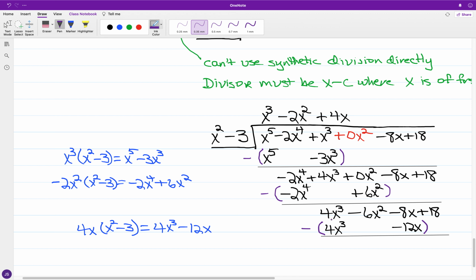Applying subtraction, 4x cubed will go out. Then negative 6x squared will be brought down, negative 8x, and plus 12x is going to make 4x. We have plus 18 to be brought down. And then we have the remaining term in the quotient. So we have x squared into negative 6x squared. It's going to be a negative 6.